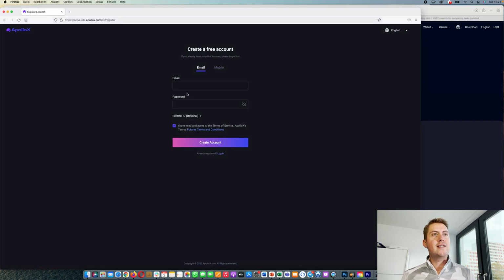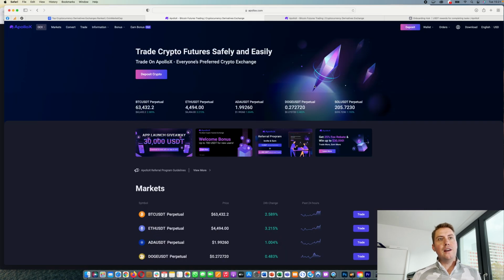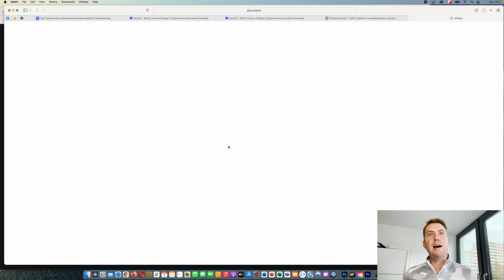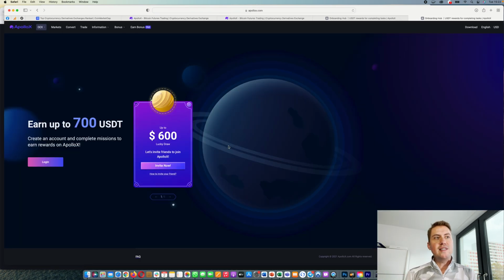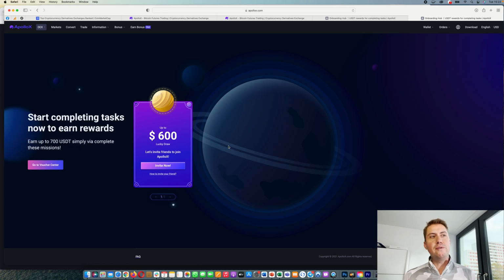And when you sign up, you just need an email and a password. Then you need to verify your email address, and that's basically it. And once you have done that, you can use the bonus hub, and there you can get up to 700 USDT for free. And there are several things you can do.